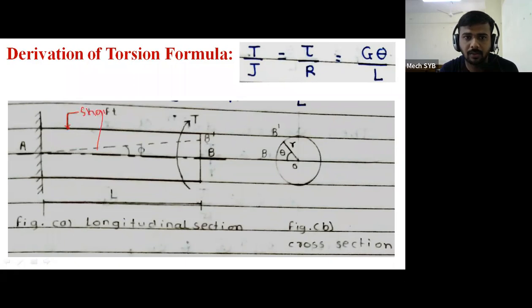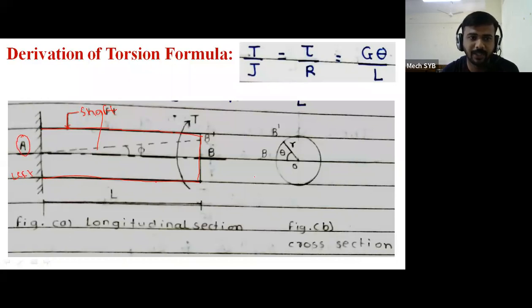This is the shaft. So if you see the original figure, this is the shaft. The shaft is fixed at one end. So this is the left side of the shaft, that is point A. We have considered shaft AB.